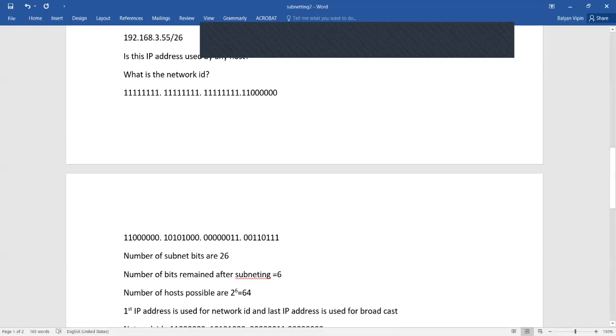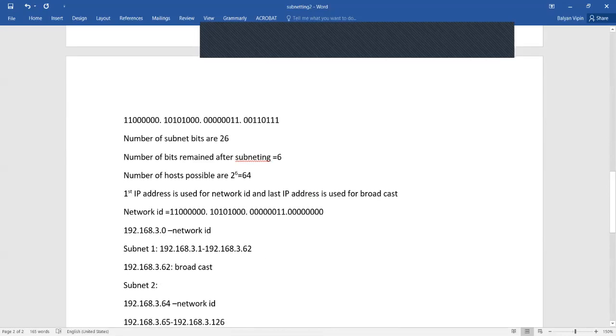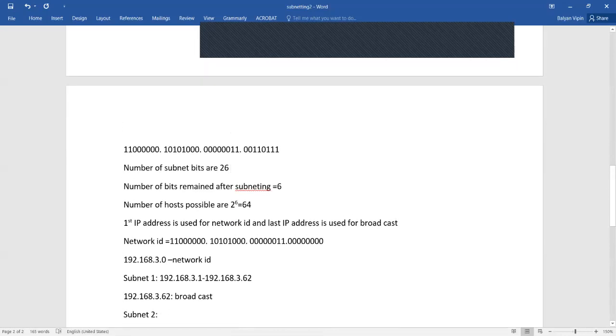it means bit by bit. So the first bit will be ANDed with the first bit of this number. When you do it, you will get 192.168.3.0. So that is the network ID.